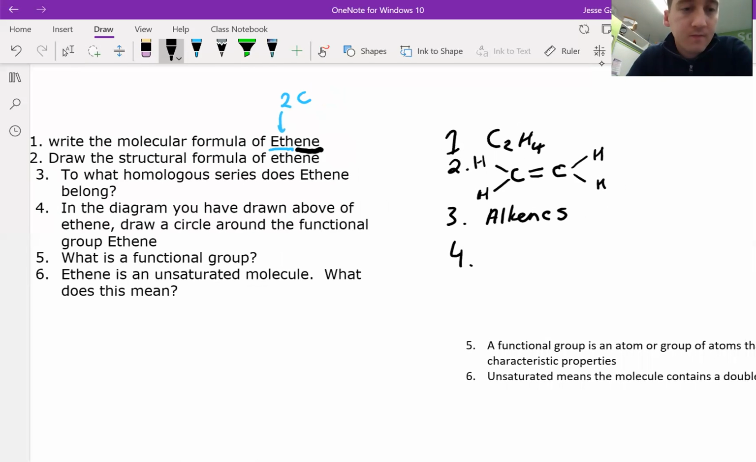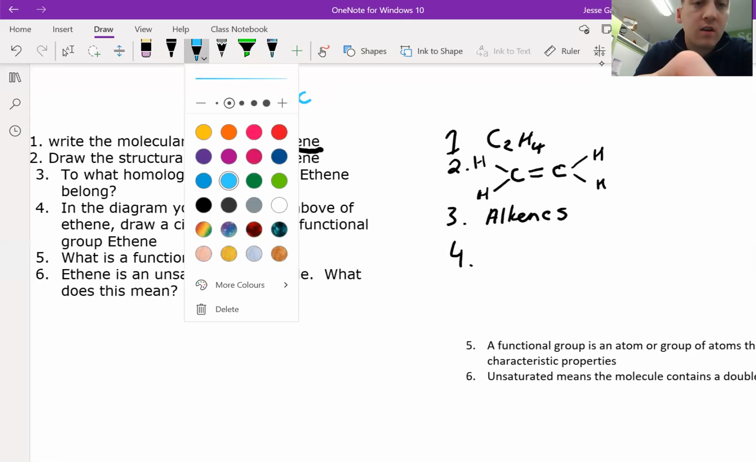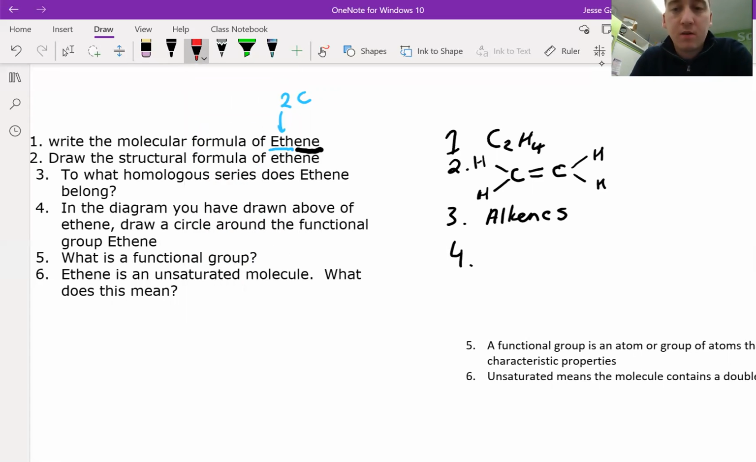Number 4. In the diagram you have drawn above of ethene, draw a circle around the functional group. Okay, so I'm going to take a different color here, and this is what you should have done. I'm going to do it in red. And the functional group of an alkene is this here, the C double bond C. So all alkenes have a carbon doubly bonded to another carbon somewhere in the molecule. That is a functional group, C double bond C. That's what you should have done. Well done if you did that.